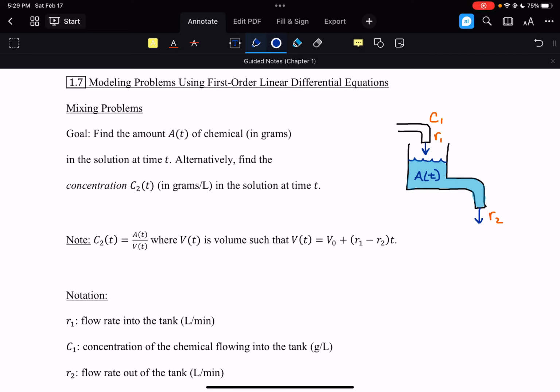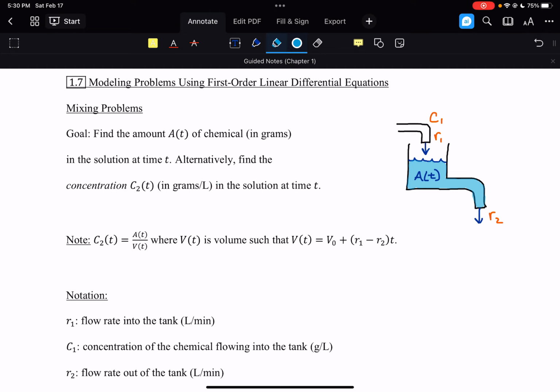Welcome to section 1.7. In this section, we're going to be using the first order linear differential equations that we saw in the previous sections to work on some modeling problems. We're going to be primarily focusing on mixing problems. The goal of these problems is to find the amount of a chemical in grams in a solution at a time t, or alternatively to find the concentration in grams in the solution at time t.